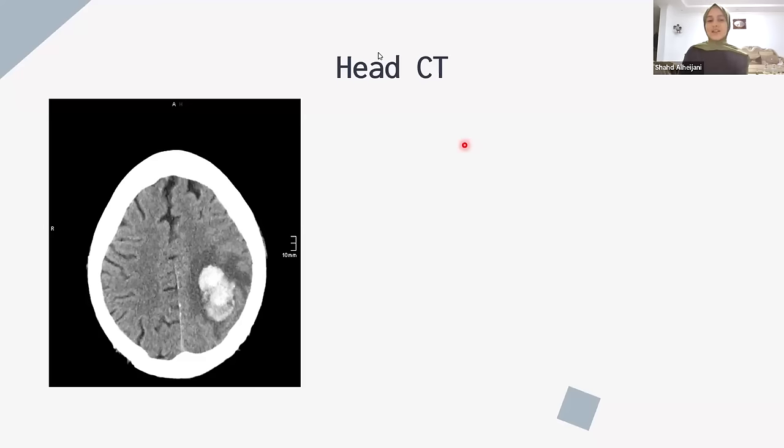Edema too, right? Okay. Which type of edema? Is this the same as the previous case or a different one? Different. Okay. Which type? Do you know the name? Vasogenic edema. Okay.